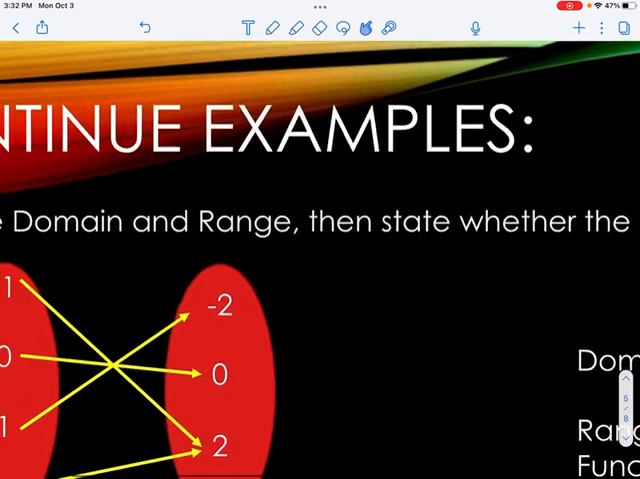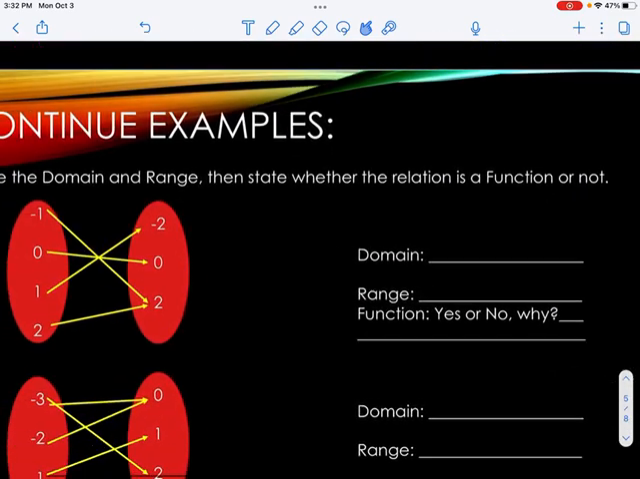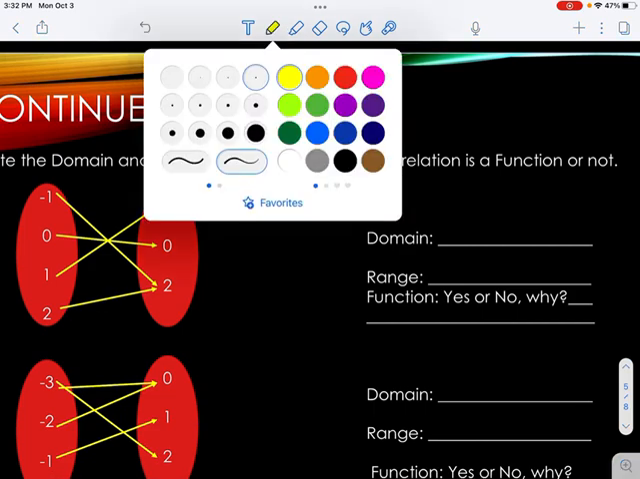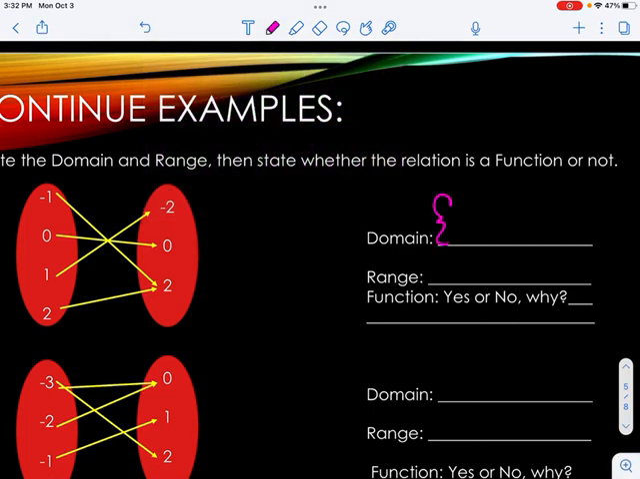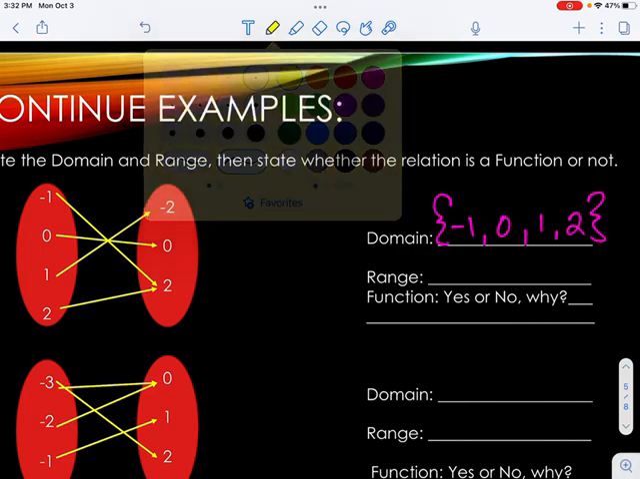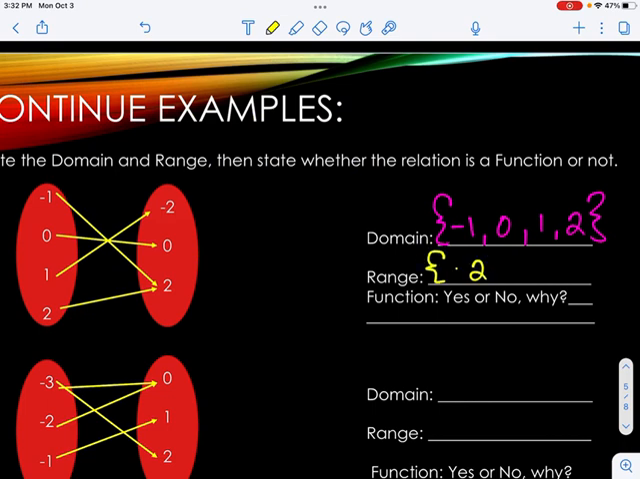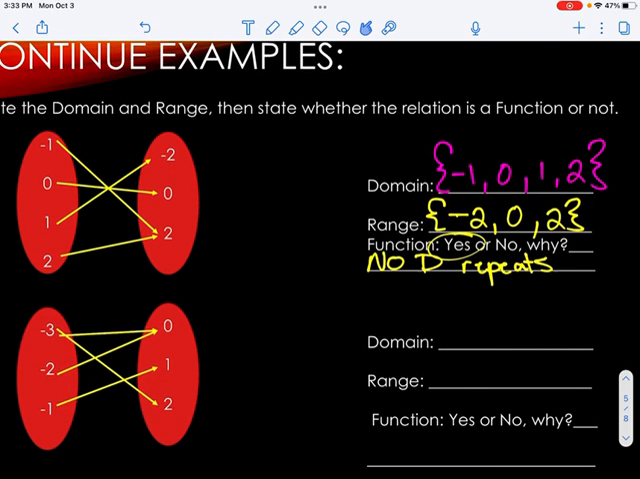Okay, let's try it in a mapping now. So if we start off in the mapping, on this first one here, we have the domains. So we go -1, 0, 1, and 2. And the ranges would be -2, 0, and 2. And then if we ask, is it a function? And the answer would be yes. No domain repeats. Because in a mapping, you would have more than one arrow coming from any number.